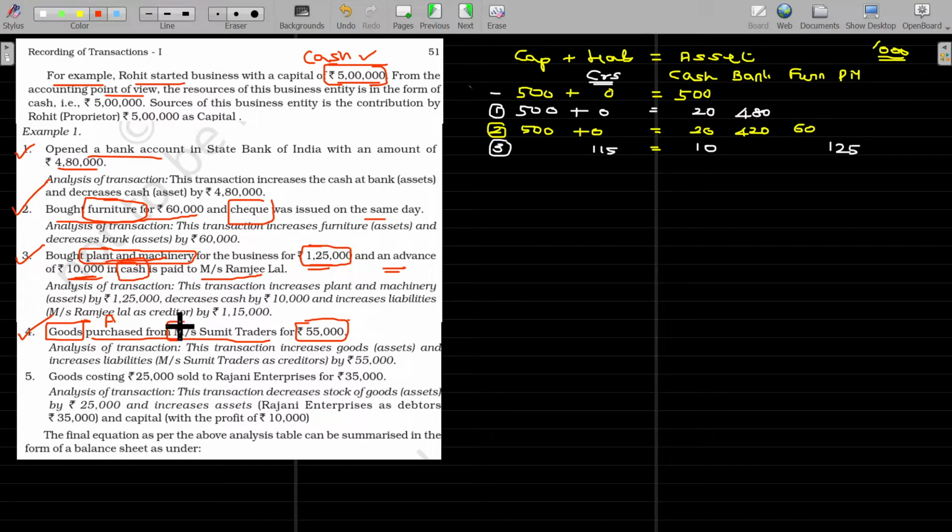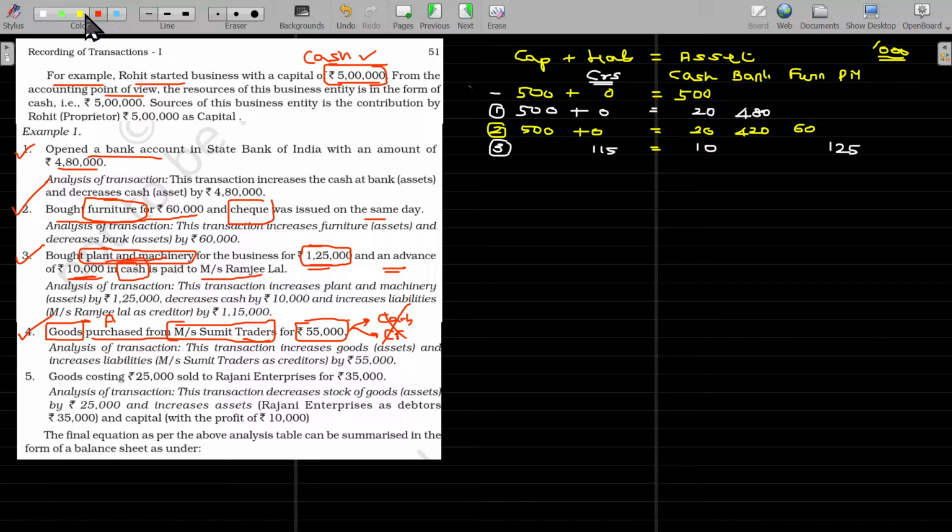Okay, name is given, whether it is a cash payment or cash purchase or credit purchase. If that detail is silent, and the name of the party from whom you have purchased or to whom you have sold is given, then it is always assumed to be a credit transaction. Is that okay?